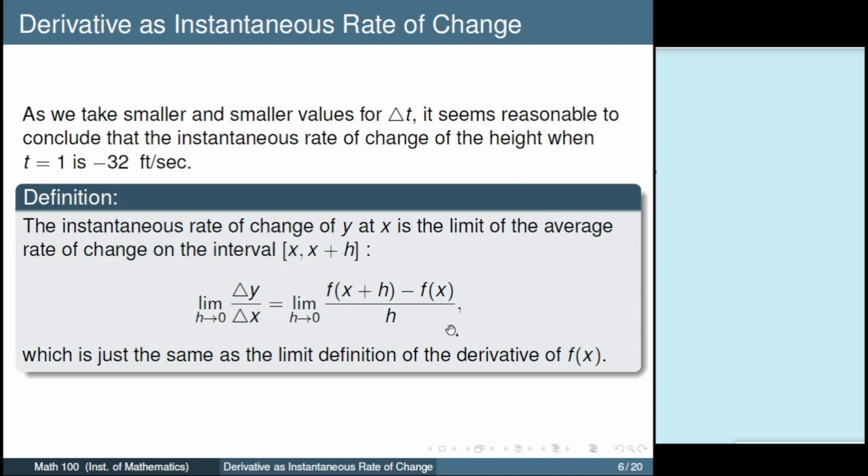This one is the limit definition of the derivative of f of x. Hence, f prime of x is also the instantaneous rate of change of y at x.